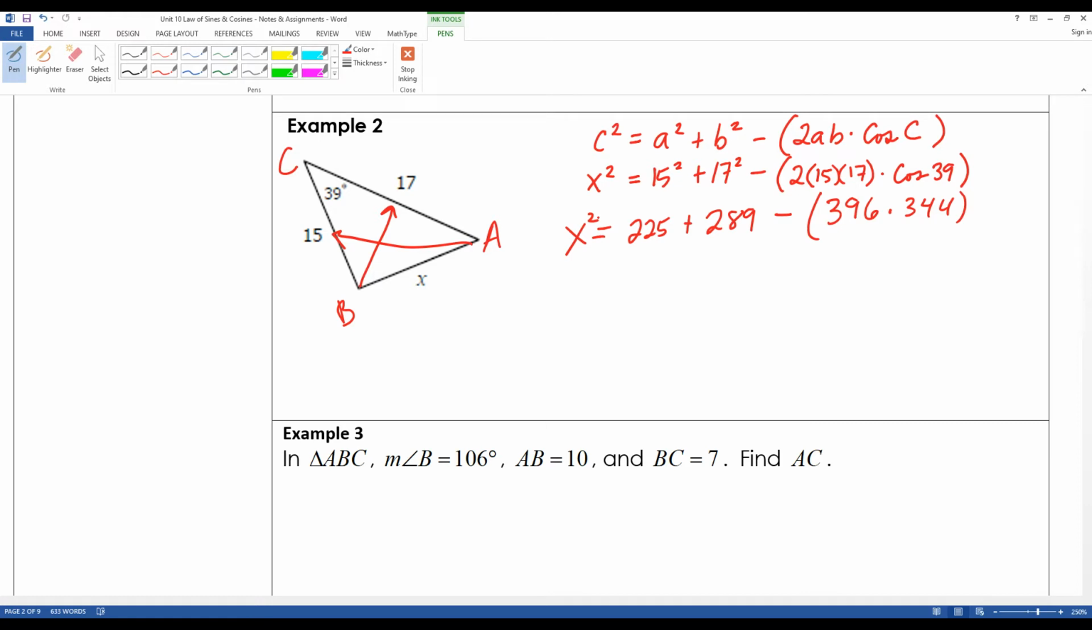So now we just add it all up. 225 plus 289 minus 396.344. Enter. I get 117, x squared equals 117.656.